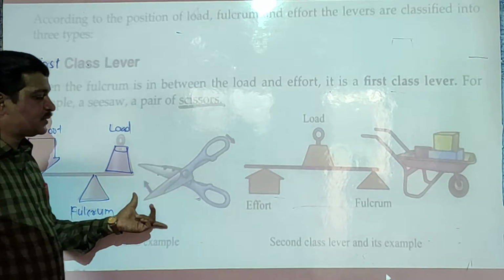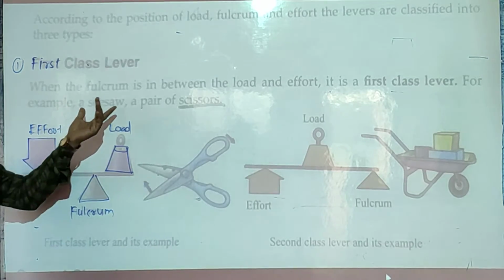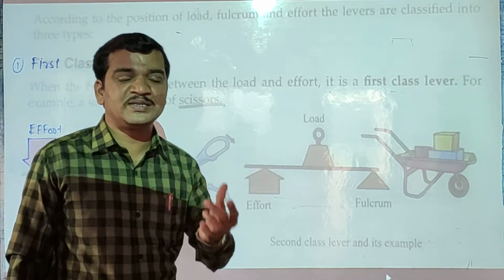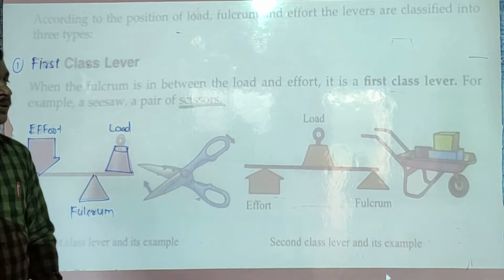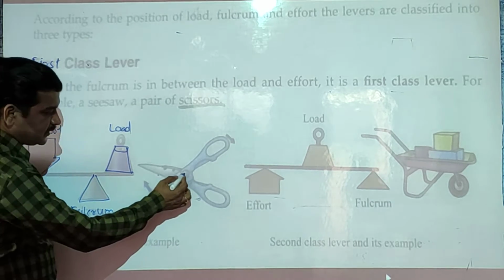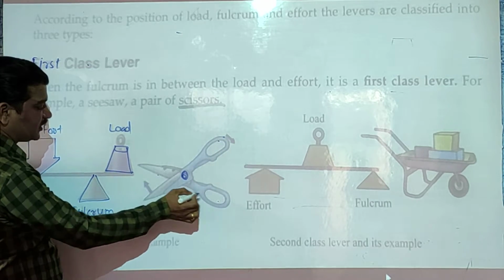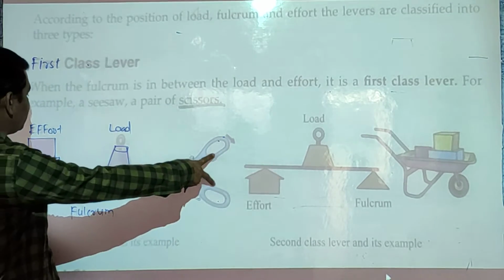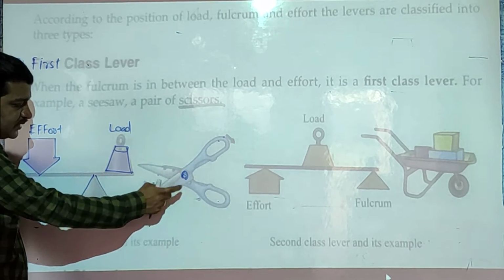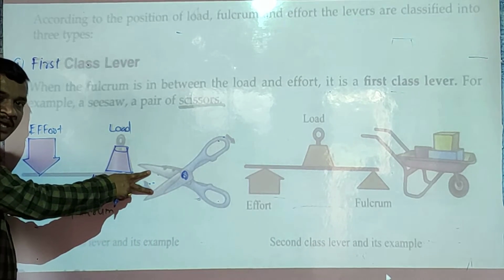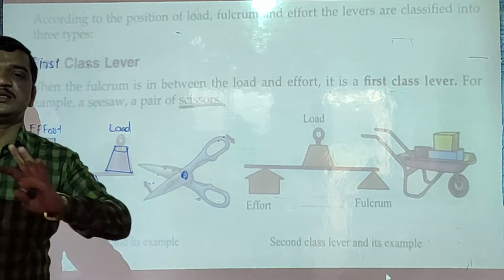Then what type of simple machines are there? See here, example: seesaw. Do you know seesaw? Yes, seesaw is one example of a first class lever. Then do you know scissors? Scissors is also an example of a first class lever. Now see here, this is your fulcrum. Students, this is for effort and here it is the load. Effort means where you are applying the force. Here you are applying the force. This is the fulcrum and this is your load, meaning with that load the object is cut. Understood? This is called the first class lever.